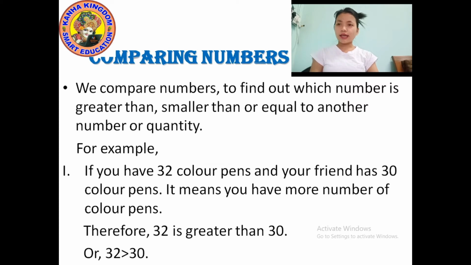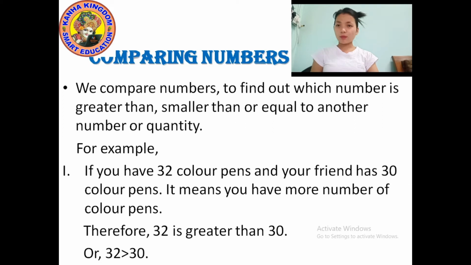and your friend has 30 colored pens, it means you have more number of colored pens, right? Listen carefully. If you have 32 colored pens and your friend has 30 colored pens, it means you have more colored pens. Therefore 32 is greater than 30.